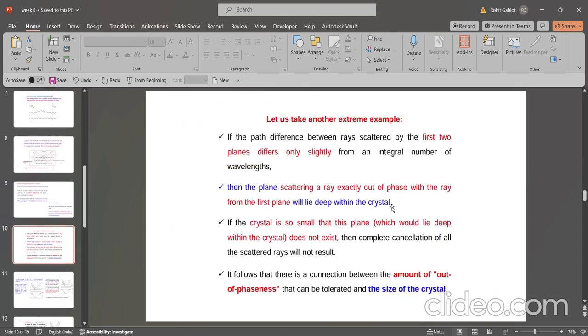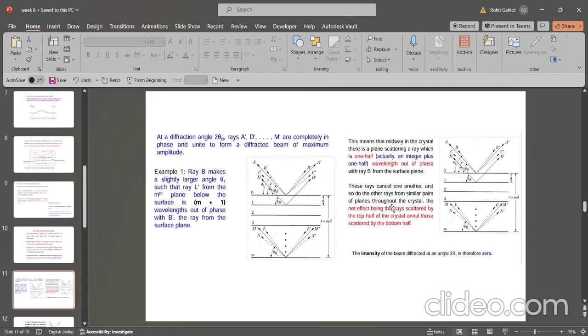Now let's take an example. If the path difference between the rays scattered by the first two planes differs only slightly from an integral number of wavelengths, then what will happen? The plane scattering a ray exactly out of phase with the rays from the first plane will lie deep within the crystal. If the crystal is so small that this plane does not exist, then complete cancellation of all the scattered rays will not result. So there is a connection between the amount of out-of-phaseness that can be tolerated and the size of the crystal.